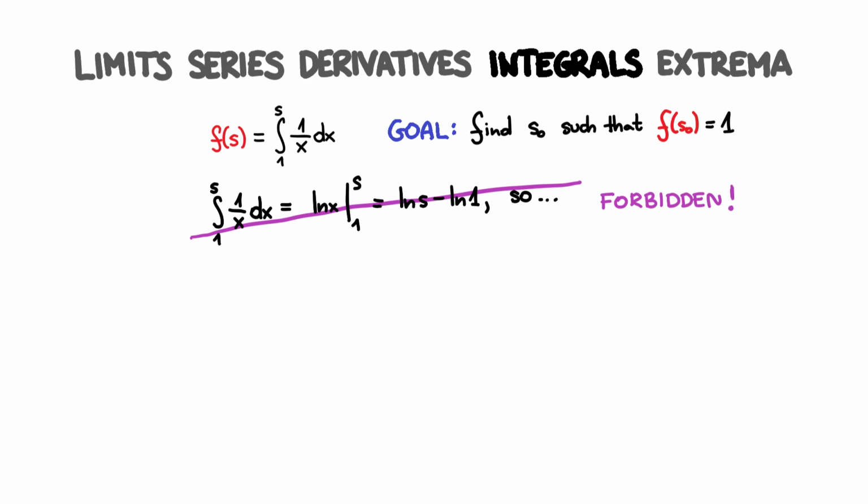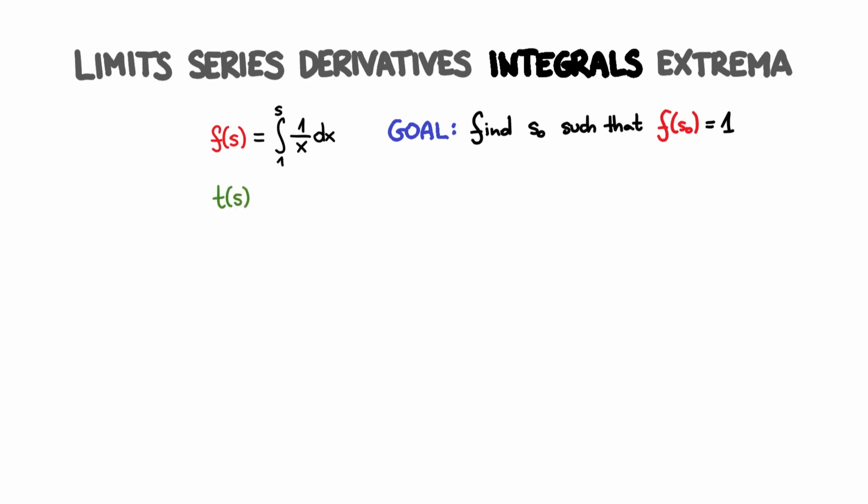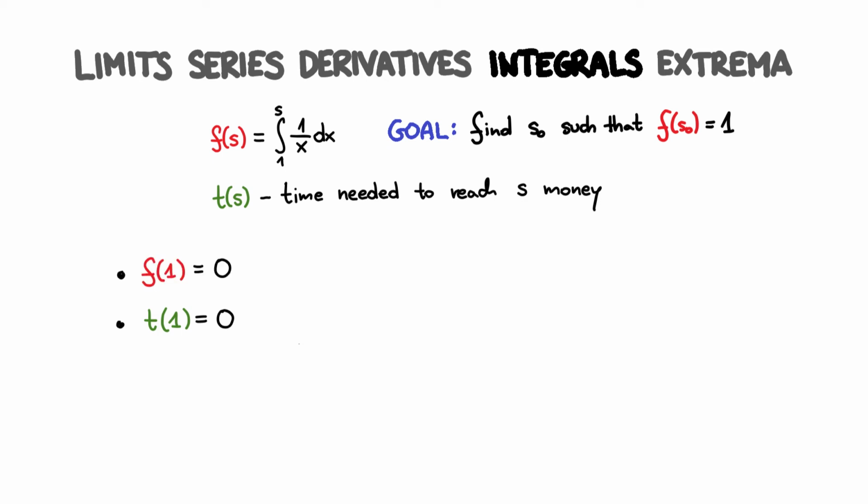Instead, we will show that f of s is equal to t of s, the function describing how much time is needed to reach the amount of s on the bank account. Consider s equal to 1. Then t of 1 equals 0, because $1 is the amount of money we have at the start. Also, f of 1 is 0 as we integrate over an interval of 0 length. So it remains to show that f prime of s equals t prime of s for all s greater than 1.